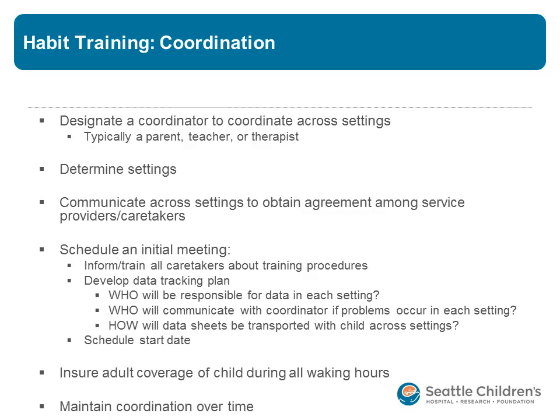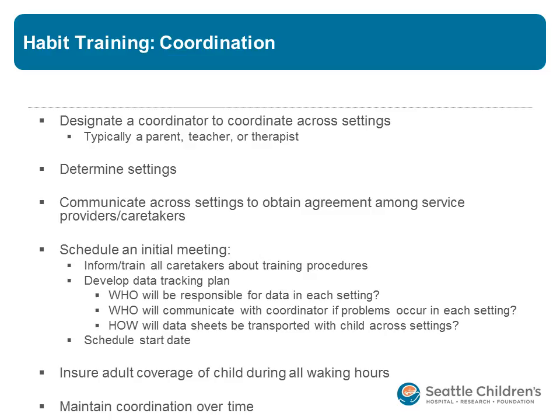So a couple more words on coordination. When we're trying to coordinate across settings, we want to make sure that we have one person, usually a parent, who is the one who is going to communicate with everybody in all the different settings, and the person who's tracking the progress so that the people in the different settings can have information if the procedures need to change at all. We need to make sure we know what settings those are: school, home, therapy, child care, mom's house, dad's house, grandma's house, whoever it might be. We want to make sure that we communicate across those settings like we talked about.